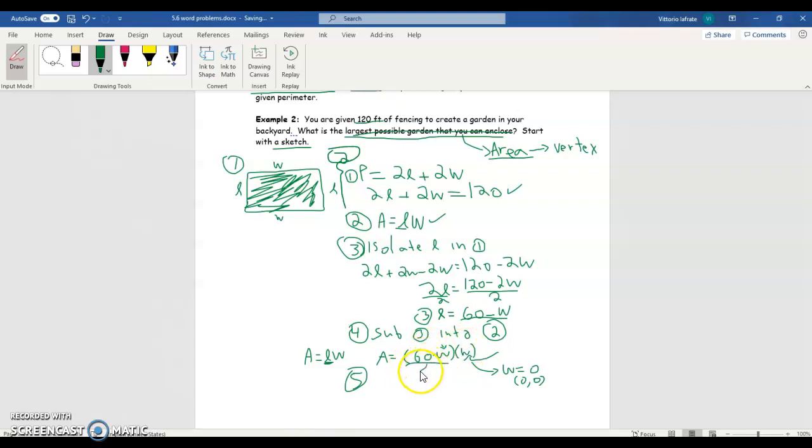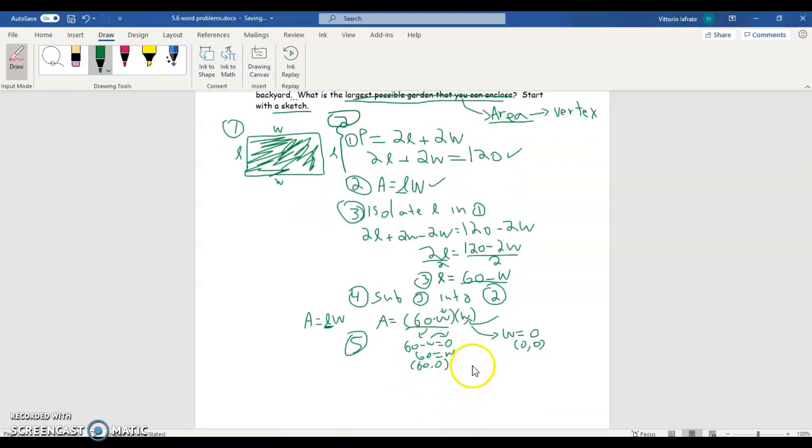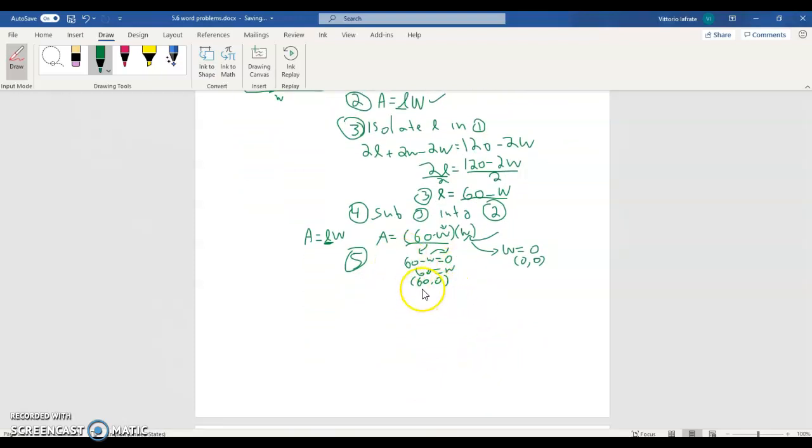So to solve for that, let me just show you what we did here. So we did 60 minus W is equal to 0. Just send the W to the other side, or do your inverse operations, and you get 60 is equal to W. So in other words, we have 60, 0. So we found our two zeros, 60 and 0. So what we can do is we can find the midpoint between 0 and 60.